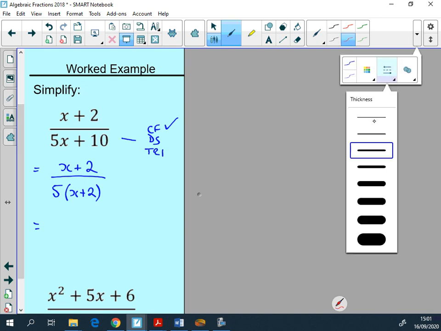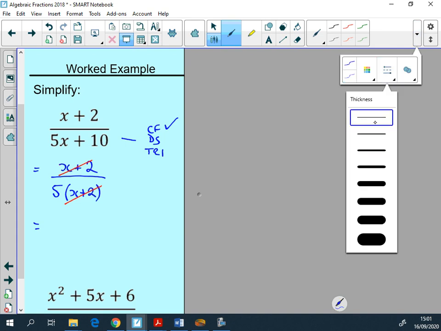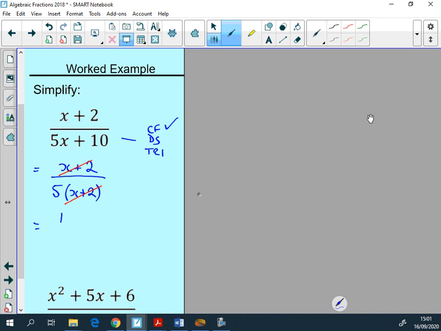I'm allowed to cancel them out because that x plus 2 on the bottom is in a bracket, and that's multiplying the 5. So technically there is still that addition, but because it is multiplying that 5, I'm now allowed to cancel those out. When I cancel those out, everything on the top's gone, so I'm left with 1 over 5.